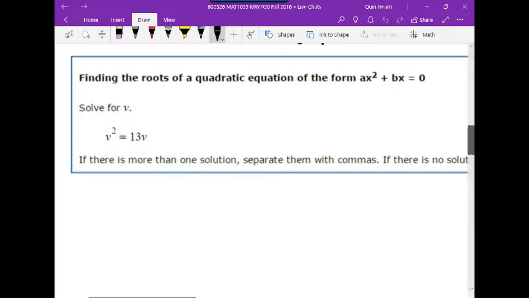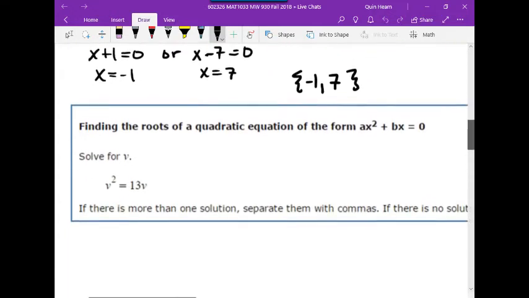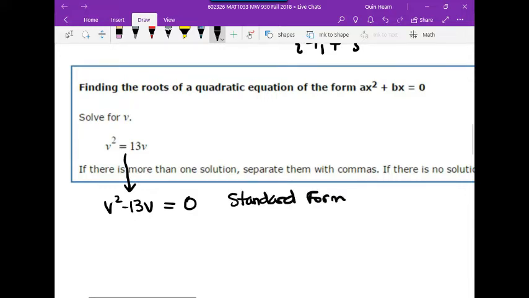One of the differences you'll see between this one and the last one is we don't have a 0 on one side. So having a 0 on one side is referred to as having it in standard form. So I'm going to go ahead and subtract the 13v over to the other side in order to get 0 on the right, and now we have it in standard form. Remember, this 0 is important because the zero factor property helps us solve equations, and in order to have the ability to use that property, you have to have a product that's set equal to 0.